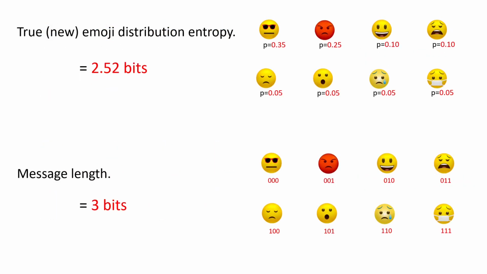And if we continue using the 3-bit notation of 000 for normal, 001 for angry, and so on, which is actually requiring 3 bits, then we are not doing a very good job because our entropy is 2.52 bits, but we are using 3 bits.